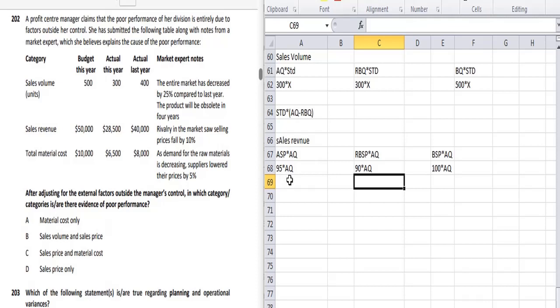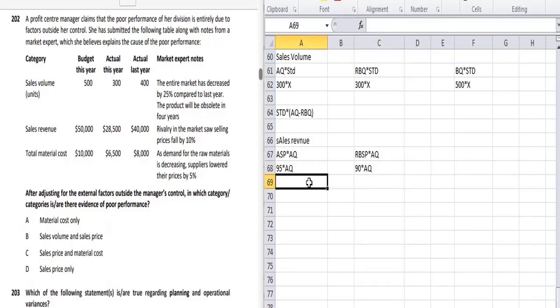Again, the difference between these two is the operational variance and the difference between these two is our planning variance. So we can't assess the performance of the manager based on the planning variance, so we will omit this part, we won't require it, and we will only see these things.